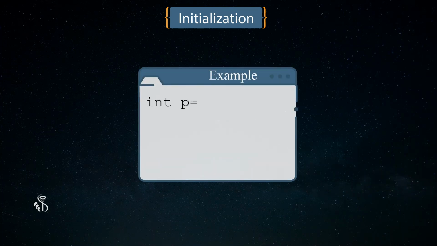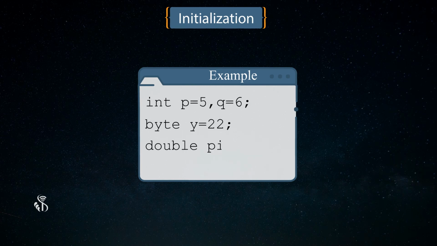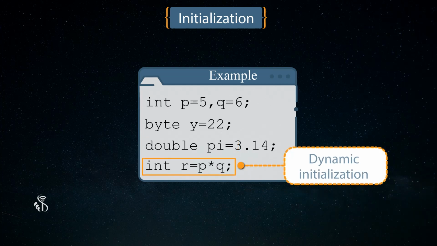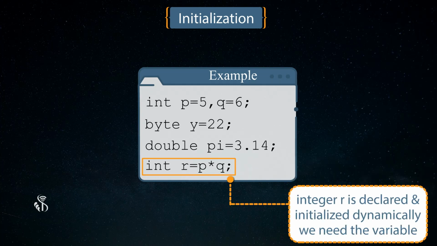Example: int p = 5, q = 6; byte y = 22; double pi = 3.14; int r = p * q;. Variable declaration of p, q, r and static initialization of p and q. Dynamic initialization: int r is declared and initialized dynamically when we need the variable.